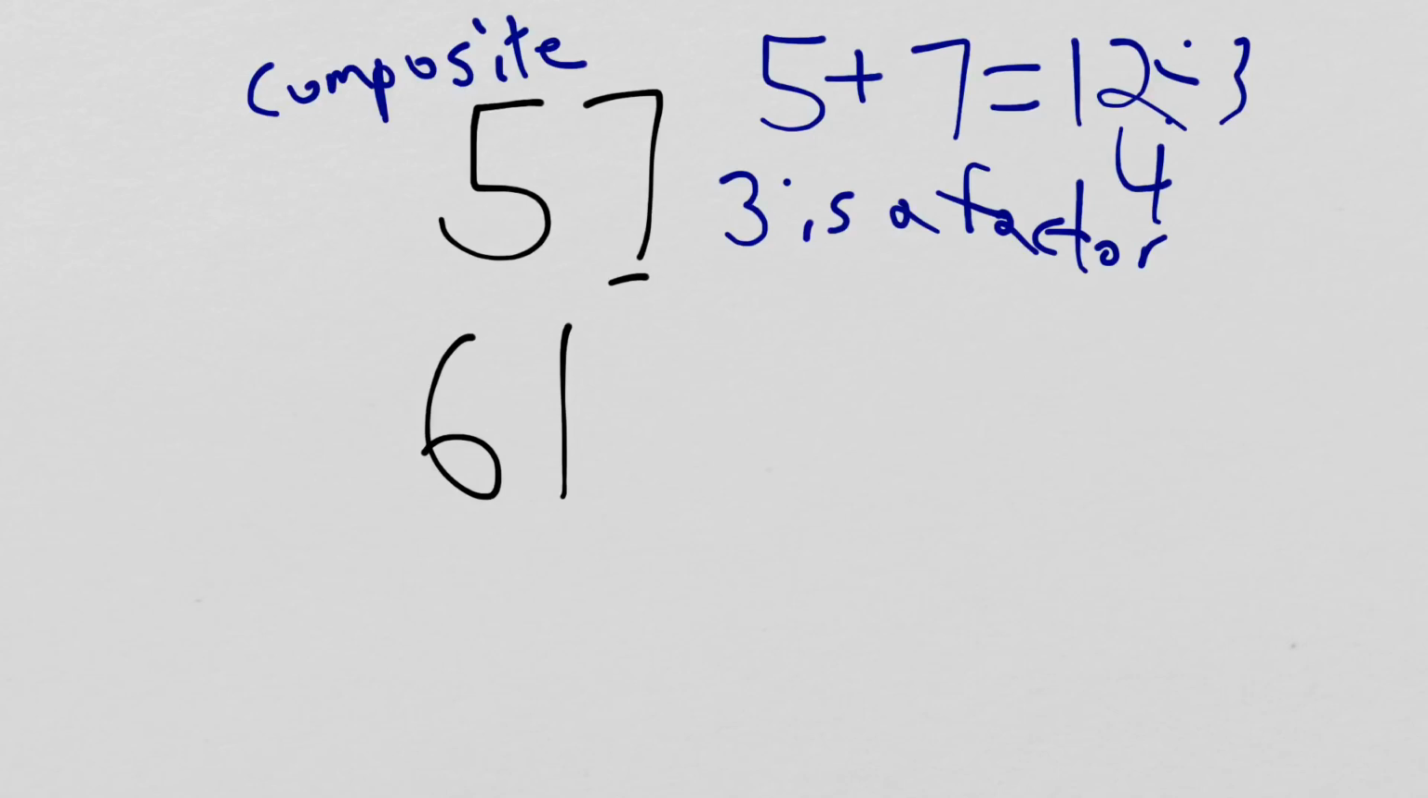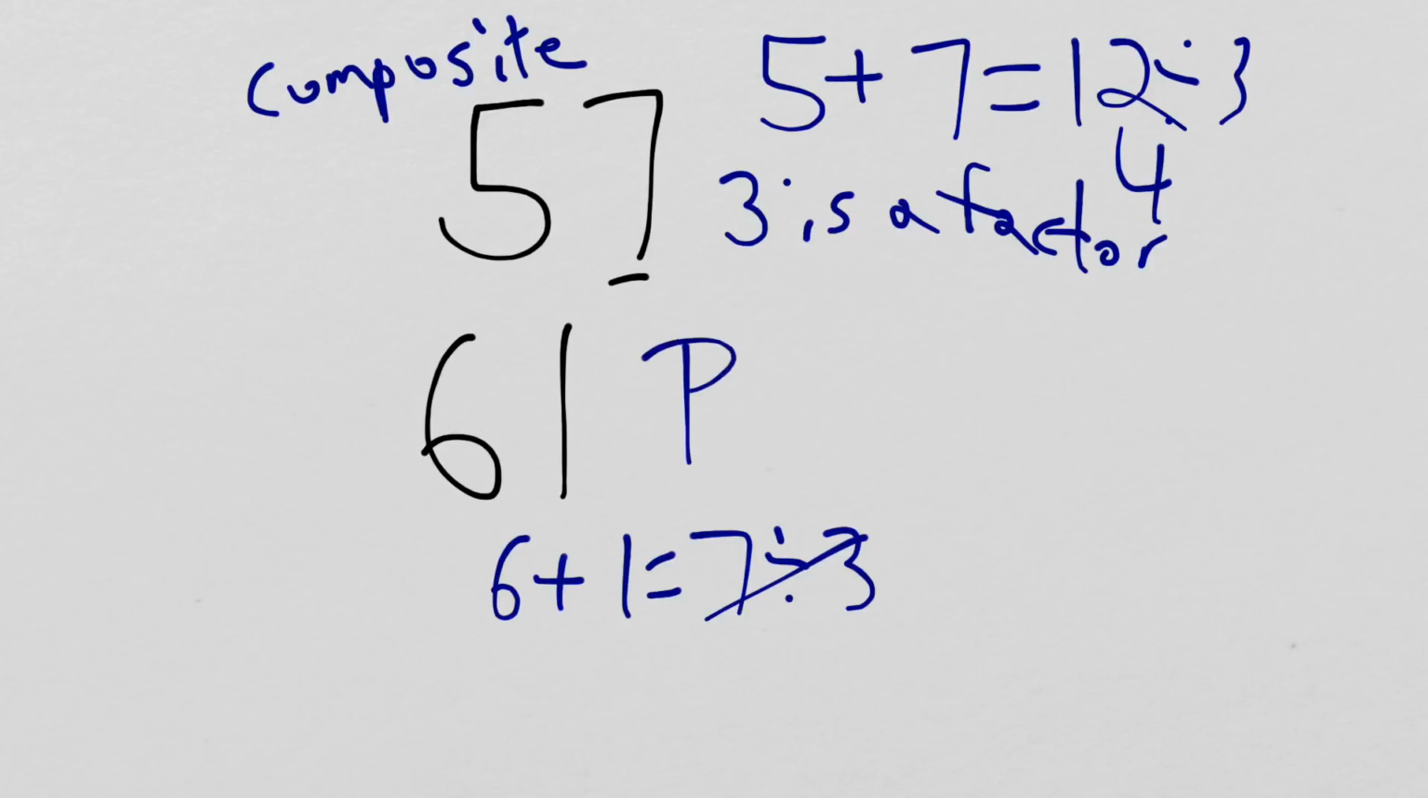Now, if I use my rules for 61, of course, 61 is an odd number, so it's not divisible by 2. If I add 6 plus 1 together, I get 7. Okay, is 7 divisible by 3? No, at least not evenly. So 3 is not a factor of 61. And in fact, if I go through all my rules, 4, 5, 6, 7, 8, 9, and 10, I find that none of them work for 61. So that means that none of those numbers are factors of 61. So 61 is prime. And that may seem like a little bit of work, but it's the best way to determine for sure if a number is prime or composite.